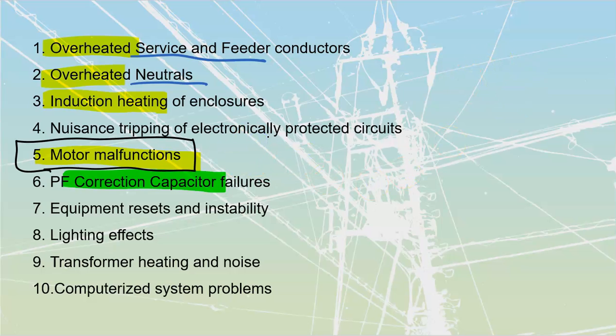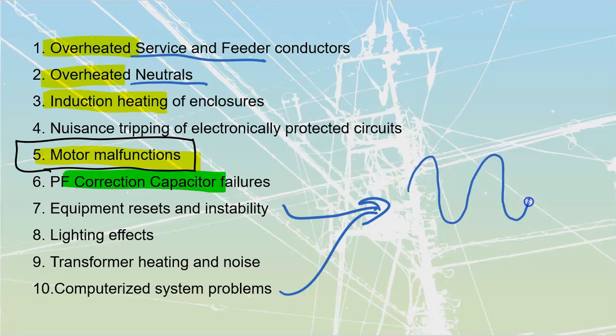Equipment resets and instability is also going to be tied in. They put them for number 7 and number 10. Number 7 and number 10 are going to be very, very closely related, because a lot of our timed systems are going to be working off of that sinusoidal waveform that we use to trigger all sorts of different things, particularly the passing of data from one component over to another.